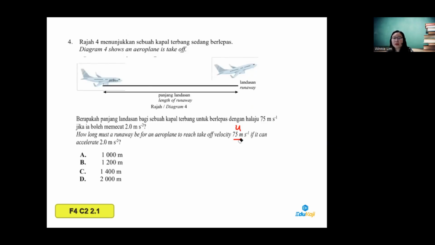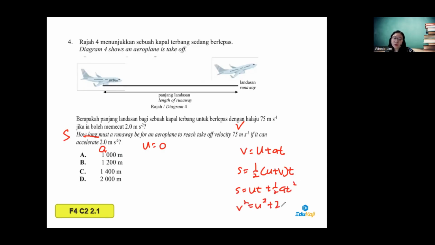If you want to take off, that means your u should be 0, and then you reach a final velocity of 75. This is your acceleration, and they want to know how long, which means the displacement. Basically you have 4 formulas: v equals u plus at, s equals half (u plus v) times t, s equals ut plus half at squared, and lastly v squared equals u squared plus 2as.